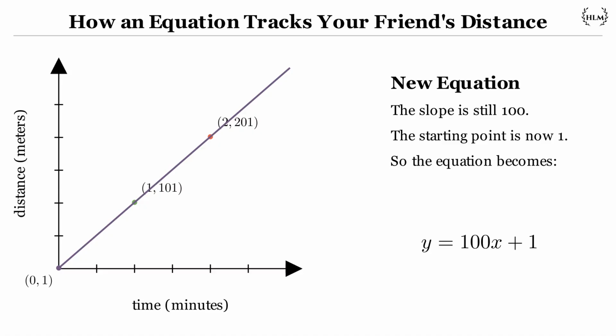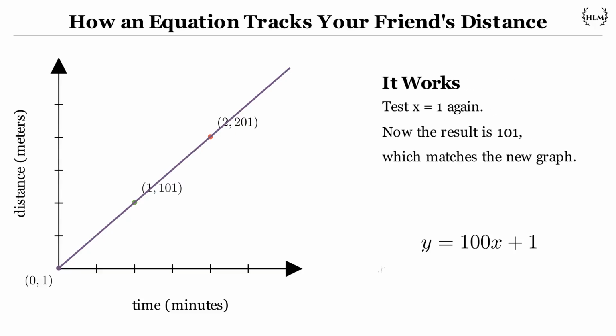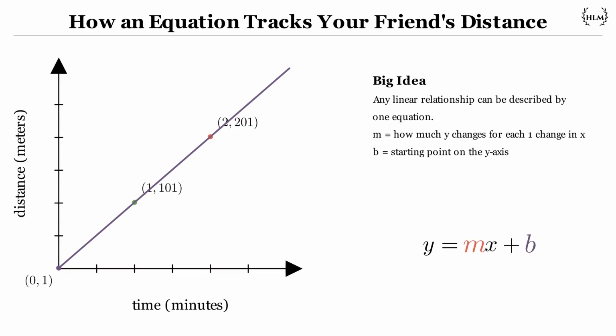So let's sub in the point 1 for our x value. So then we get y equals 100 times 1 plus 1, which equals 100 plus 1, which equals 101. So when x is 1, y is at 101. So as you can see, you can describe any linear function or any line on an x and y axis, a Cartesian grid, by using y equals mx plus b, where m is how much the y changes for every x, and the b represents the starting point on the y-axis.